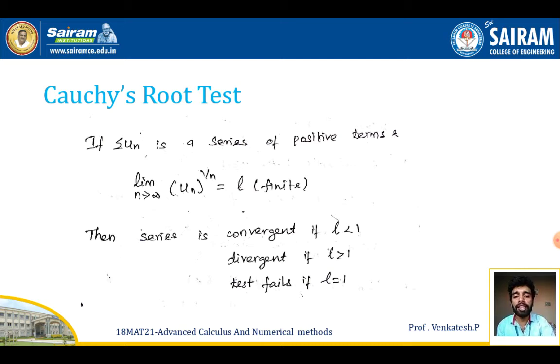Here we can call this series convergent if the value of L is less than 1. If the value of L is less than 1, obviously we can conclude the summation un is convergent in Cauchy's root test. Similarly, if the same value is greater than 1, we can conclude that that particular series is a divergent series. Suppose the value of L is equal to 1, we can conclude that Cauchy's root test fails here.